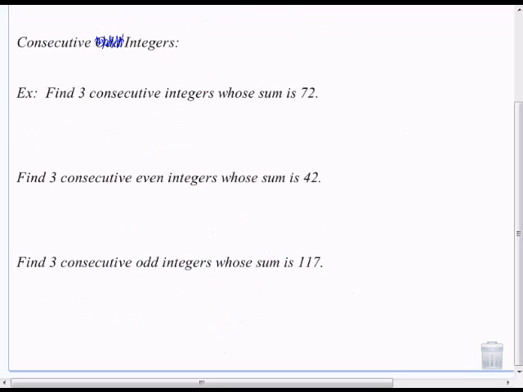Got the word odd in there. Okay, consecutive integers. You can have consecutive integers, you can have consecutive even, and you can have consecutive odd. Consecutive means in order. So if I pick any number, 7, to start with, consecutive integers starting at 7 would be 7, 8, 9, 10, forever and ever and ever.